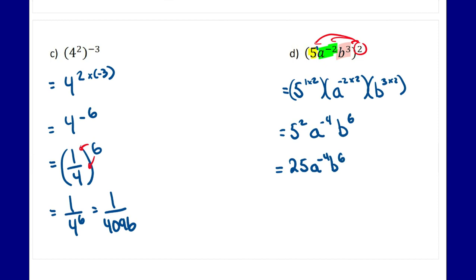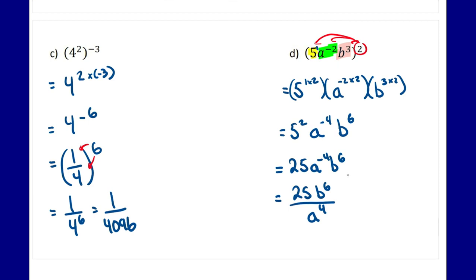But I have this negative exponent, and I want to turn it into a positive exponent. So if that's the case, normally we said we would flip the base. And in this case, what is the base? Well, the negative 4 is only attached to the a. So that means that I'm only going to flip the a power. So I'm going to leave the 25 and the b to the power of 6 on top. The a is going to go underneath. And now the exponent is positive.